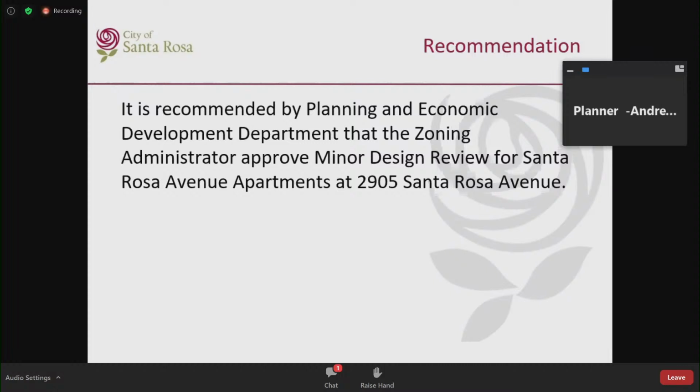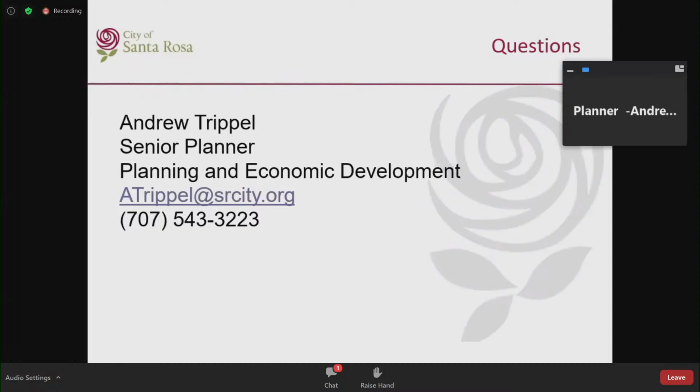Following planning review, it is recommended by Planning and Economic Development that the zoning administrator approve minor design review for Santa Rosa Avenue Apartments at 2905 Santa Rosa Avenue. Planning staff is available for any questions. The applicant is available as well for questions and does have a presentation for this evening's project.